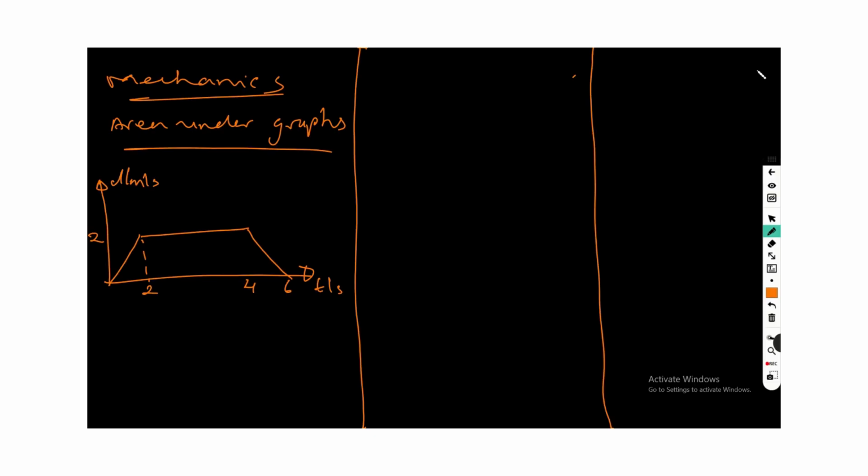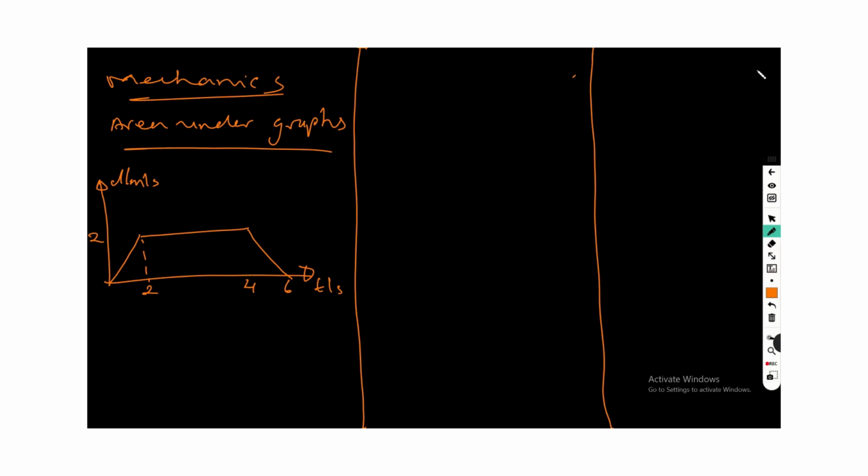So today we look at mechanics, and especially how to calculate the area under graphs in linear motion. In all the graphs, you need to understand how to differentiate between the velocity-time graph, displacement-time graph, and acceleration-time graph. First, you have to watch the other videos about graphs and about linear motion to get an understanding.